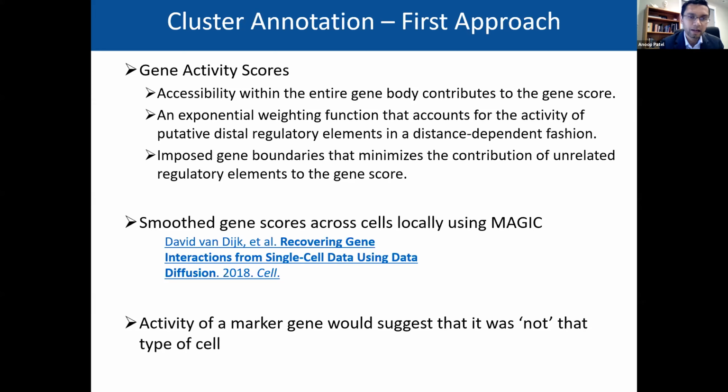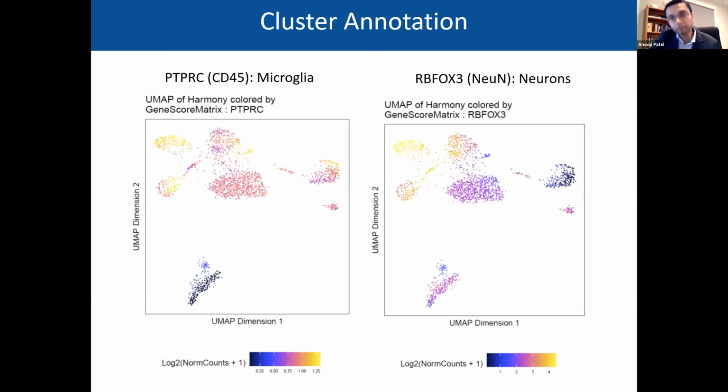And then the ArchR workflow implements this methodology called MAGIC, which smooths these gene scores across cells locally in the graph in order to clear up the data and make it a little bit more apparent what's going on. With this workflow, we would expect that activity at a marker gene for a particular cluster would suggest that it was actually not that type of cell. And so this actually worked fairly well for some of the clusters.